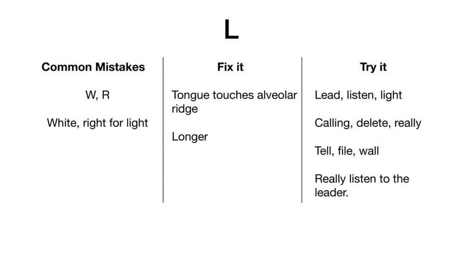Okay, very good. And our last sound for today is the L sound. And I hear a W or an R for this sound, so I'll hear white or right instead of light. The tip of my tongue is going to touch my alveolar ridge. So what does that mean? That means the tip of my tongue is touching that spot where the skin on the roof of my mouth and my teeth meet.